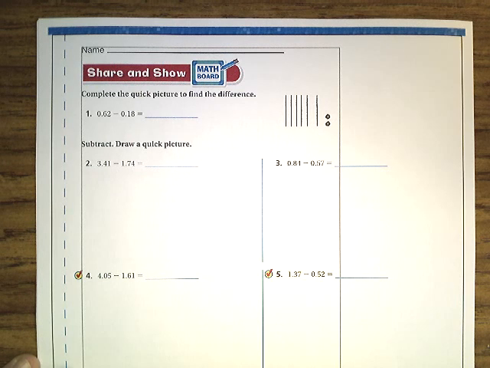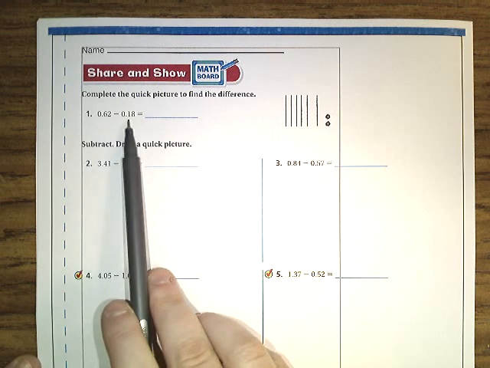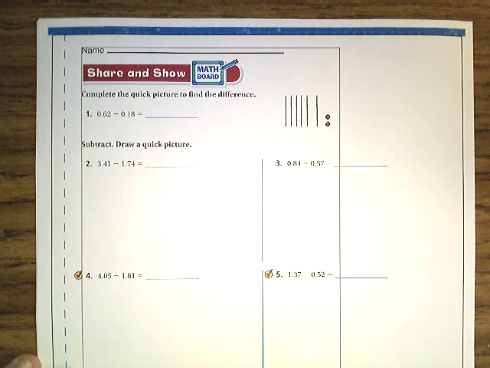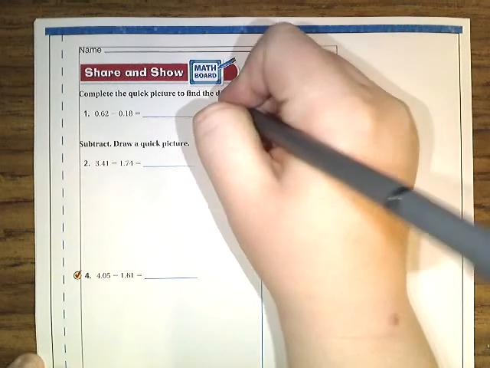For me, it's just easier to stack and solve, okay? You always, always, always put the bigger number first, okay? So 62 cents or 18 cents, which one is bigger? Well, 62. So I'm going to put that on top.